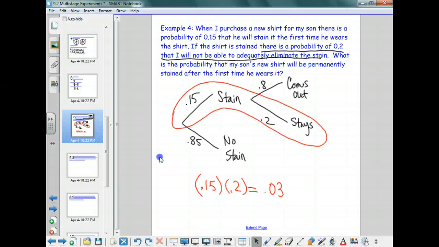Why wouldn't it just be 0.2? Because some of those shirts came out clean because they weren't stained to begin with. So imagine that I had 100 shirts that I bought for my son. 85 of them, when he wears them, don't get stained at all, so they come out of the wash clean. 15 of them go through the wash stained because he wore them. Of those 15, I have an 80-20 chance of actually removing that stain when I wash it. So what ends up happening is that 3 of them out of that 100 are permanently stained after he wears them the first time. Make sense?